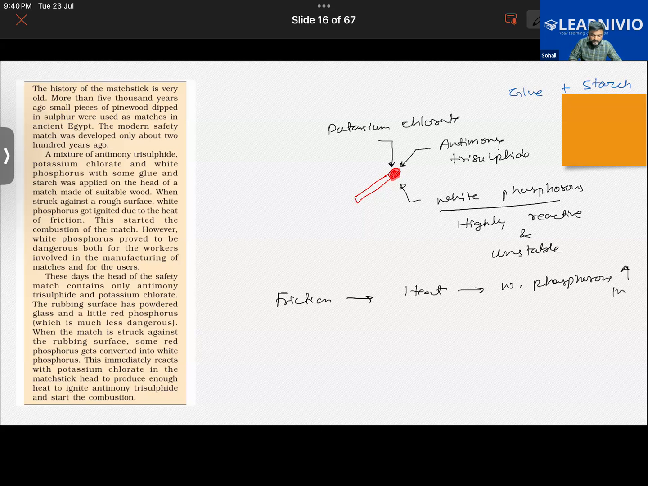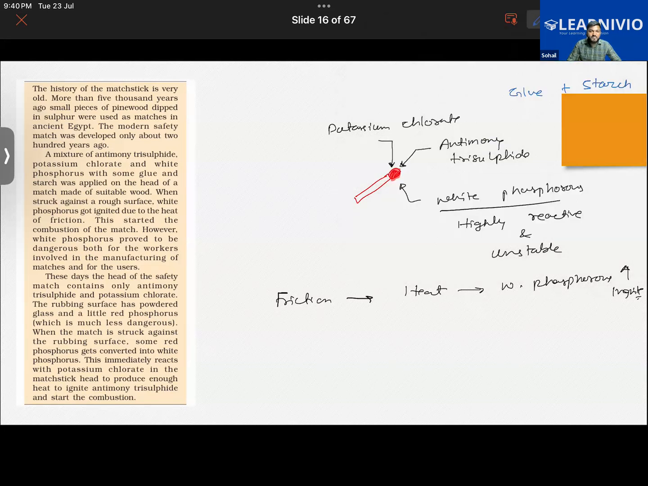It will ignite, and as it ignites, the other chemicals will also ignite, and it will raise the ignition temperature of the wood also. Right now, a sufficient amount of heat will be generated that will make the wood burn. That is how it used to work.